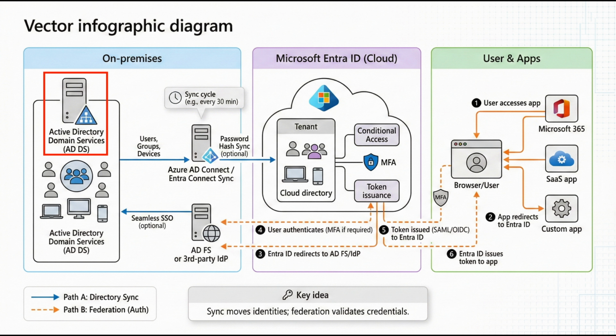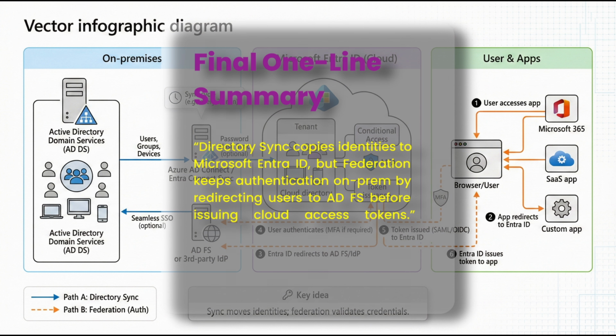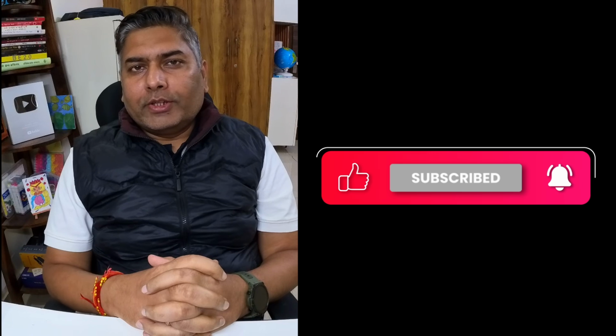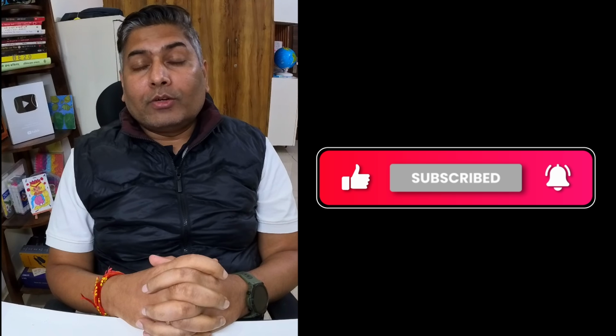If I summarize this entire slide, the directory sync copies your identities to Microsoft Entra ID. But when you integrate federation, the federation keeps your authentication on premises, and then it redirects the user to ADFS before issuing the cloud access token. I hope you got an idea of how federation actually works with Microsoft Entra ID and what the benefit of implementing it would be.